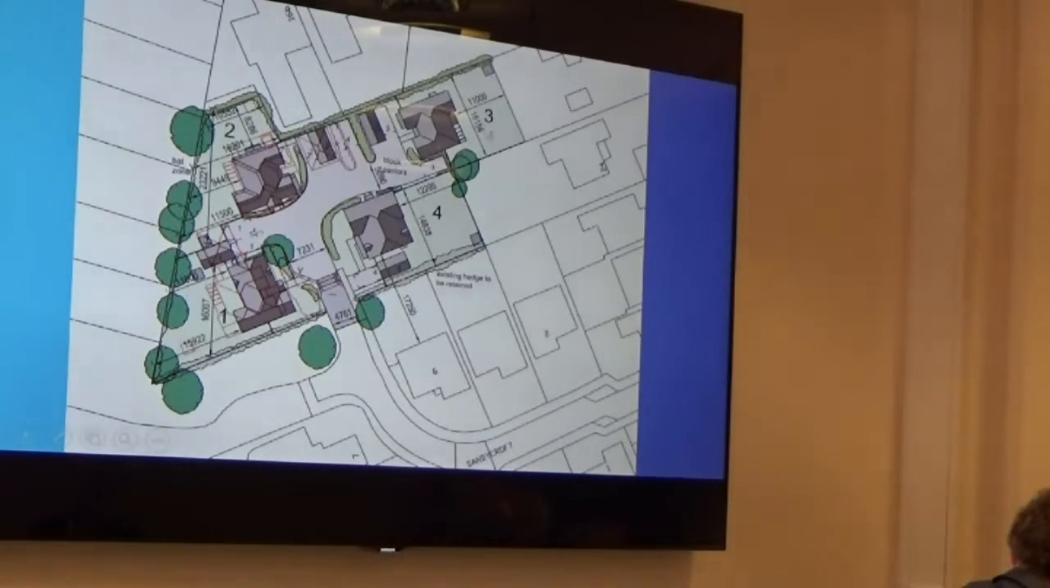You'll see these little grey squares in the rear of each plot. These are proposed as bin, cycle storage, garden sheds. I think that's one of the points raised, that there was inadequate facilities.